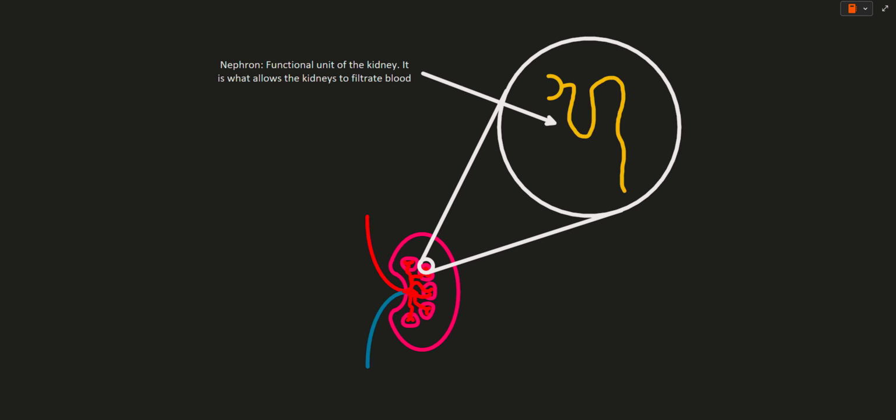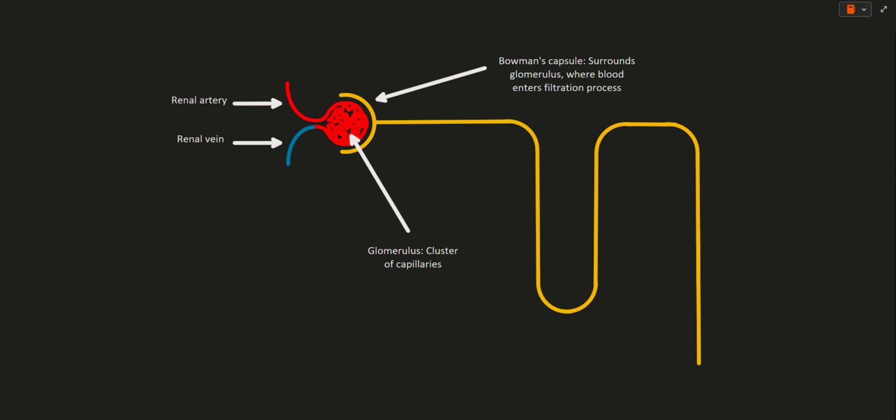The nephron is the functional unit of the kidney, and it is what allows the kidneys to filtrate blood. Let's focus on the structure of the nephron. First, blood enters through the renal artery, then passes through a structure known as the glomerulus, which is just a cluster of capillaries. Then, if blood enters the nephron through the Bowman's capsule, it will ultimately be filtered.